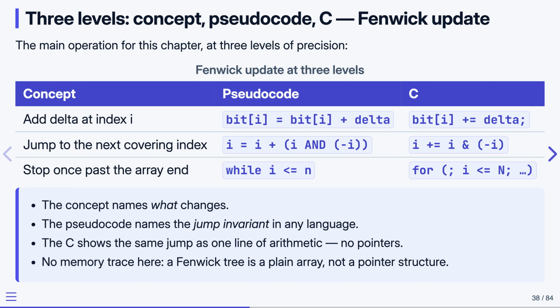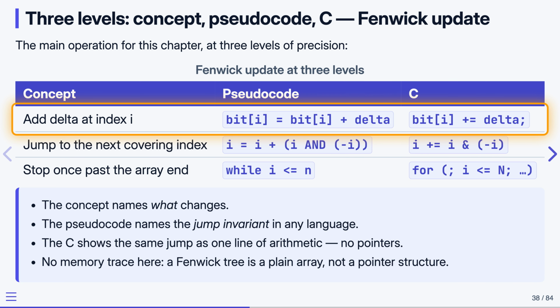This is the main operation of the chapter, shown at 3 levels of precision. The table reads left to right, from the idea to pseudocode to C. First row, the change itself. The concept is add delta at index I. The pseudocode writes bit at I equals bit at I plus delta. The C writes bit at I plus equals delta.